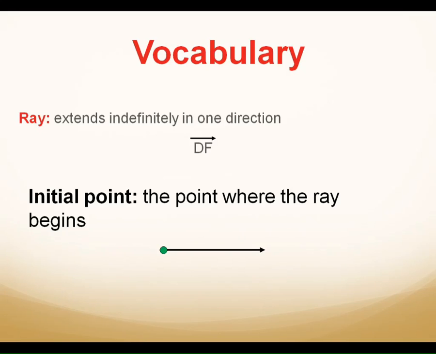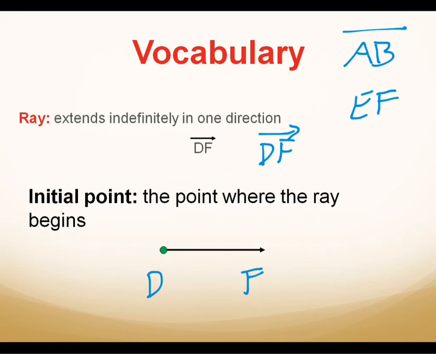So, for example, if this was ray DF, we write DF with a ray symbol over the top of it. That's different from, remember when we talked about line segments, like line segment AB, we just put the bar over the top of it. Or if we had line EF, we put the line over it. We always use 2 points to talk about line segments, lines, and rays. And when we're talking about a ray, we put a bar over the top with an arrow going in one direction, because a ray goes forever in one direction. So you can't measure a ray just like you can't measure a line.